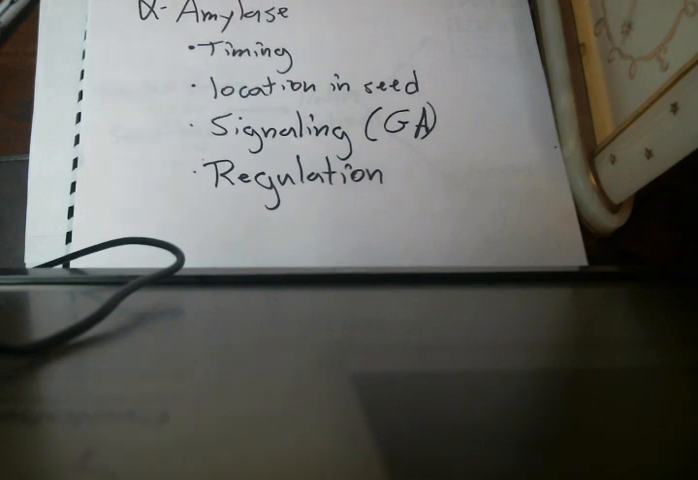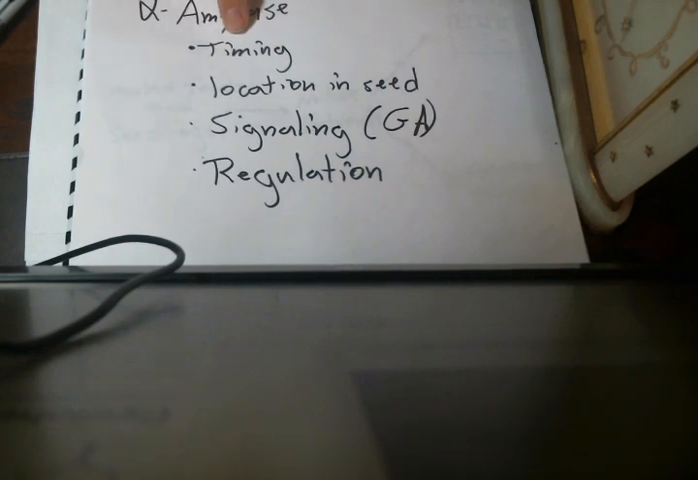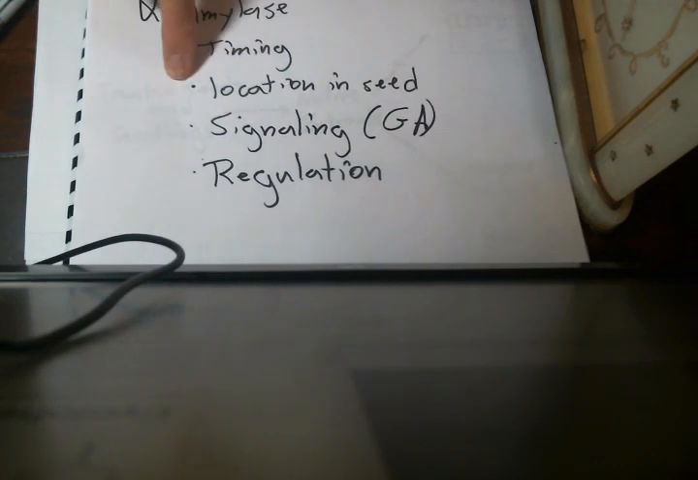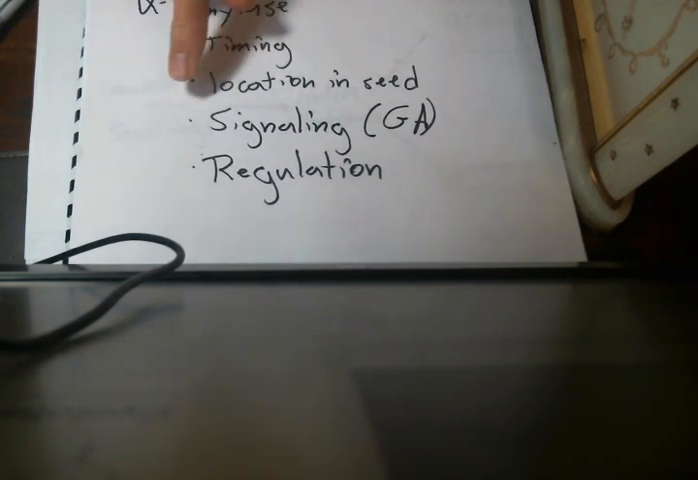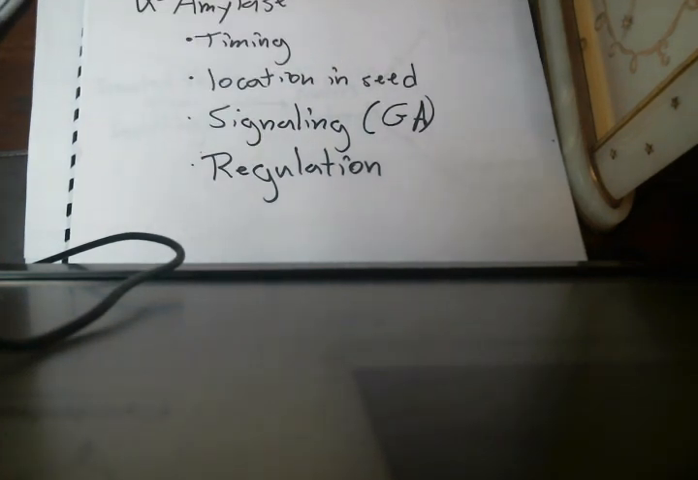So we're looking at alpha amylase, and we're going to do a couple of different little experiments. We're going to look at the timing of alpha amylase accumulation and the timing of alpha amylase activity induction. We're going to look at the location of the enzyme itself in the seed. We're going to look at the signaling and the regulation of it, and that's, to me, kind of the most interesting part of this whole story.